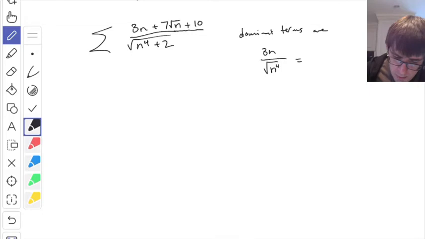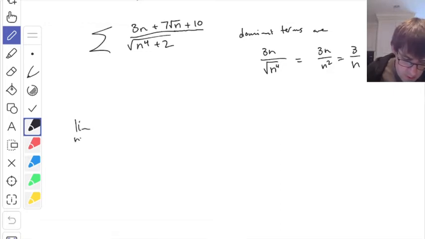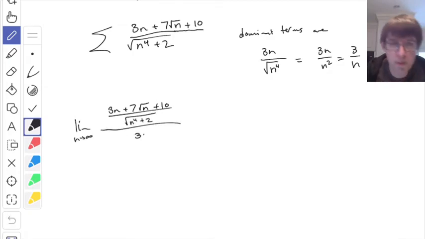So really I'm talking about 3n over n squared, which is 3 over n. So that's what I'm going to compare with in this example. All right. Let's see if we can make it happen. So I'm going to compare in this limit here what I started with, which is this big thing, 3n plus 7 root n plus 10 over square root n to the 4 plus 2, and I'm dividing this by 3 over n. That's what I'm comparing it with.